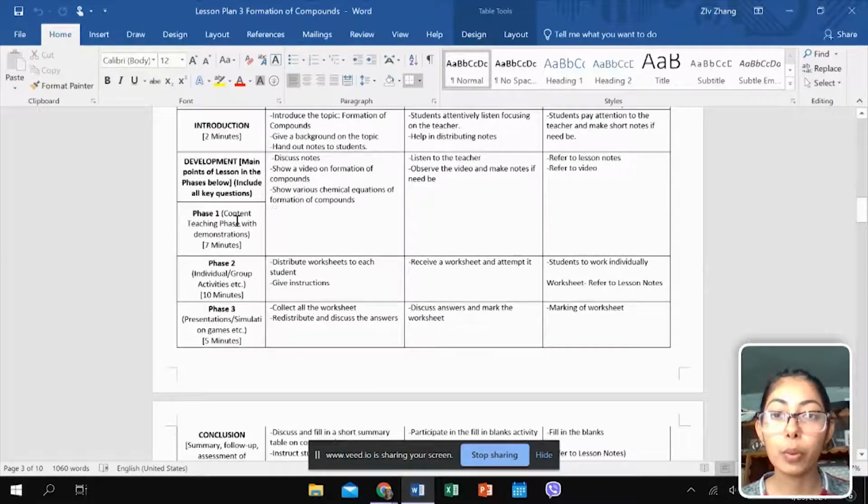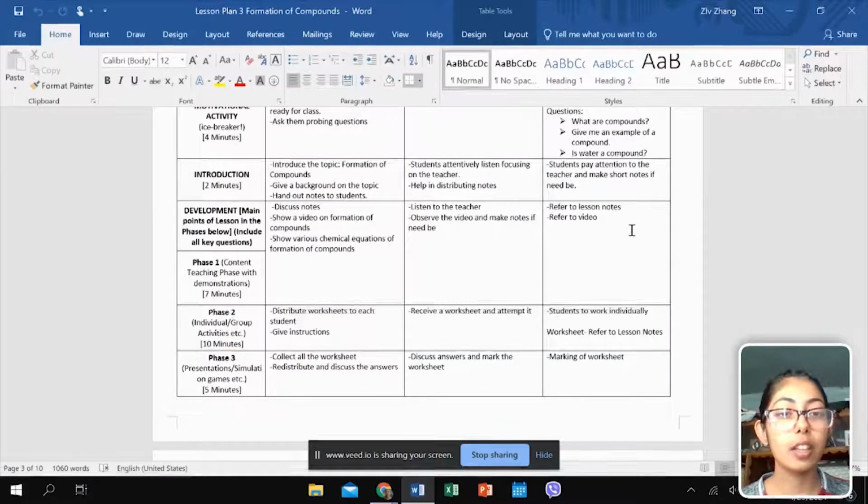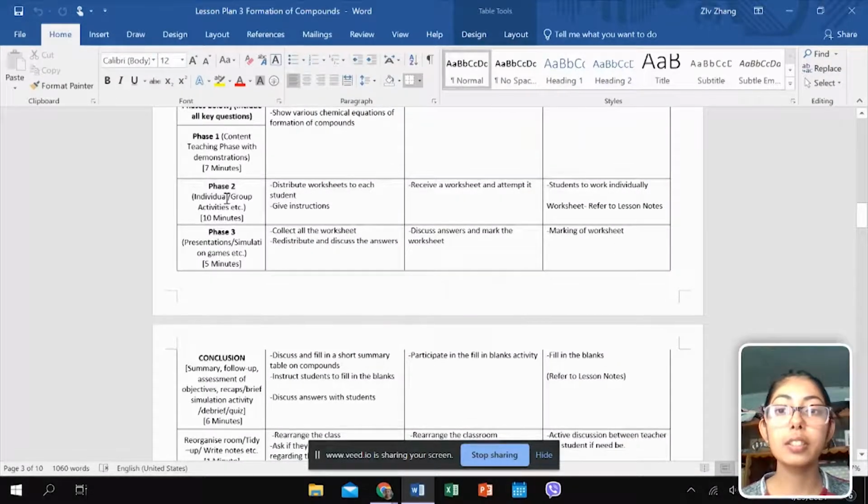The start of my phase 1, this is the content teaching phase with demonstration. I will discuss the notes and I will show a video on formation of compounds. The video is listed under the lesson notes, which I will discuss on further. For my phase 2, this is individual activity for students. I'll distribute worksheets to each student and give them instructions on how to fill it. I would also discuss this worksheet after my lesson development.